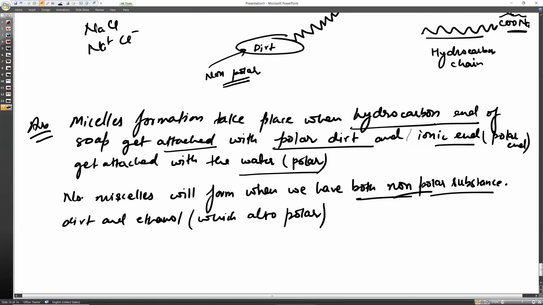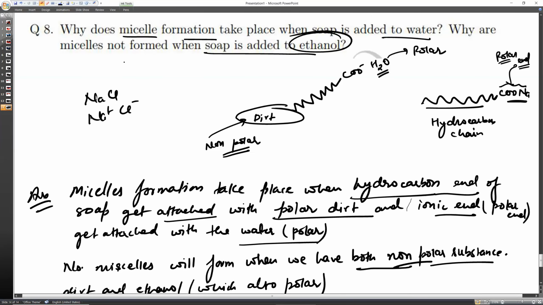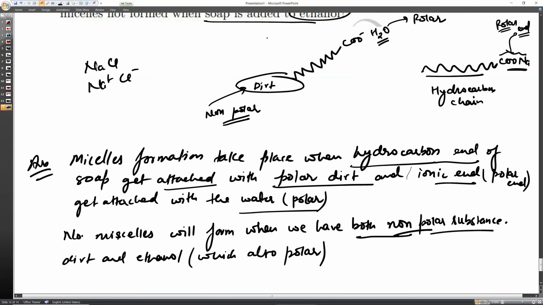Yes sir, understood the answer for this question: why micelles do not form when soap is added to ethanol? Because ethanol is actually non-polar in nature. So due to that reason, we will say that micelles are not going to form. Okay, you understood? Understood?